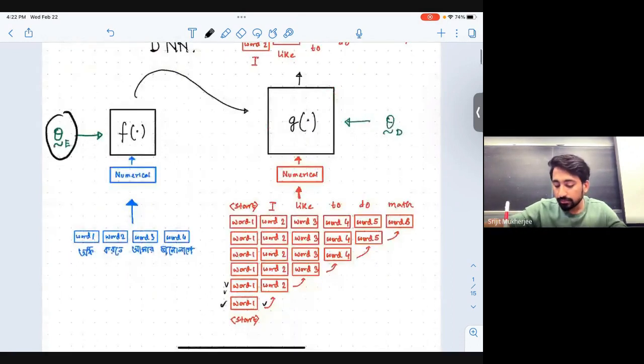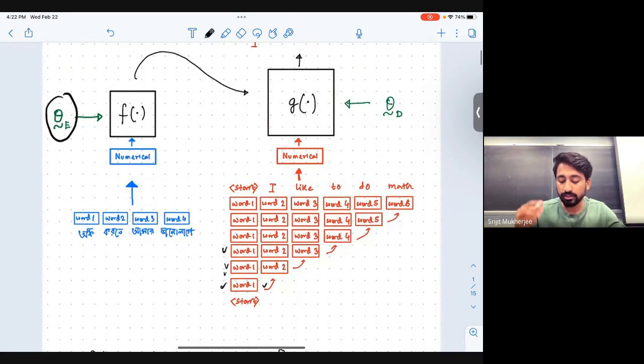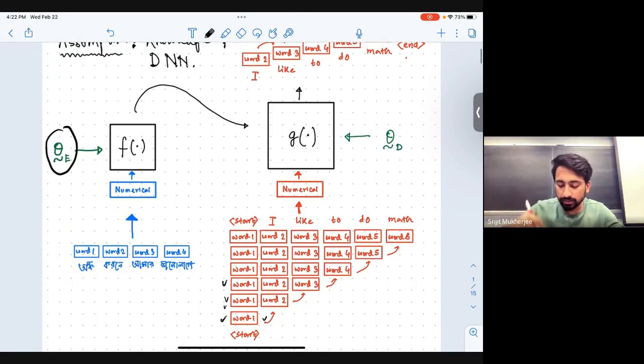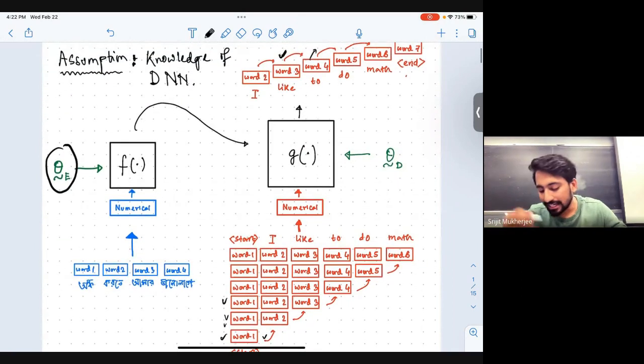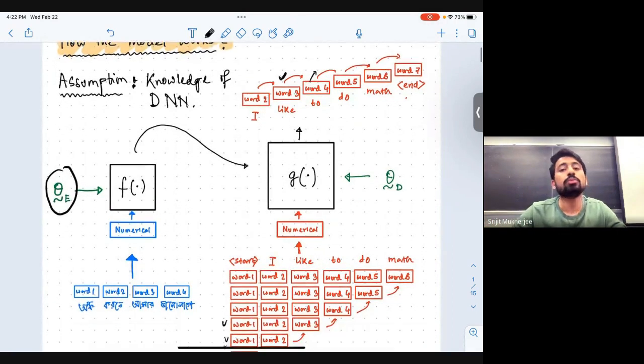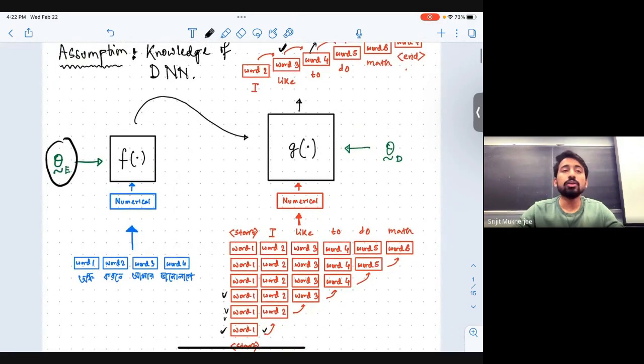And then if you again input word 1, word 2, word 3, that is the start of the sentence "I like", then it will give just the output 2. And this will carry on, and when it is the start of the sentence "I like to do math", the final output will be word 7. This is how the model will work. Okay, this is how the model will rather learn. The output will be the entire sentence, but this is how the model will learn.